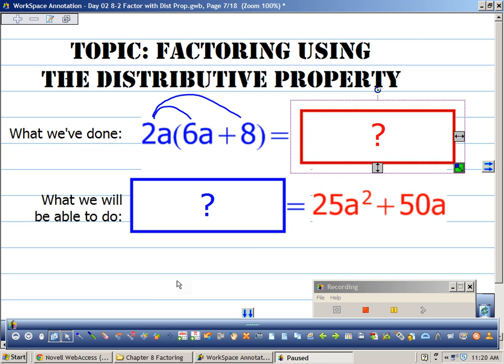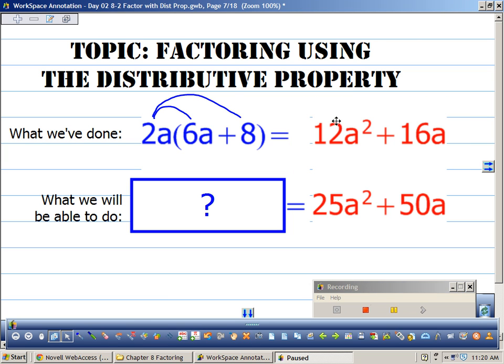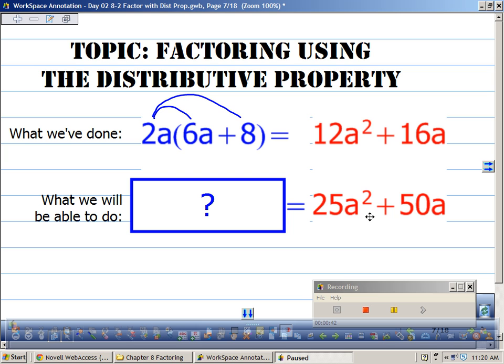Okay, so you should have gotten 12a squared plus 16a. So we're kind of going to be doing the inverse of that, which is what we have in everything in mathematics. We have inverses. So 25a squared plus 50a. Can anybody tell me the greatest common factor that 25 and 50 share?